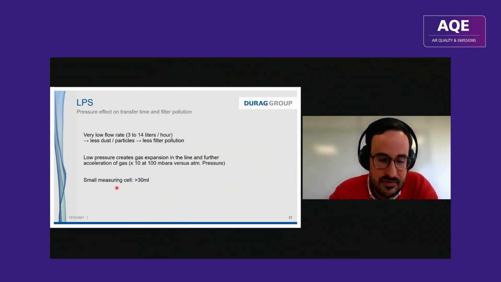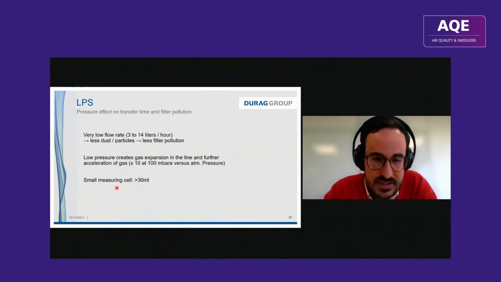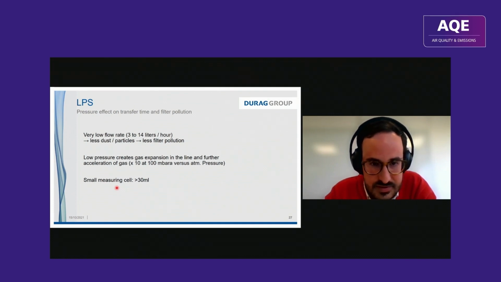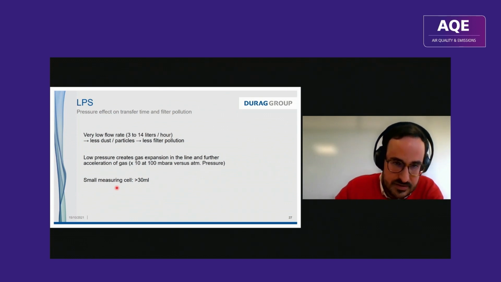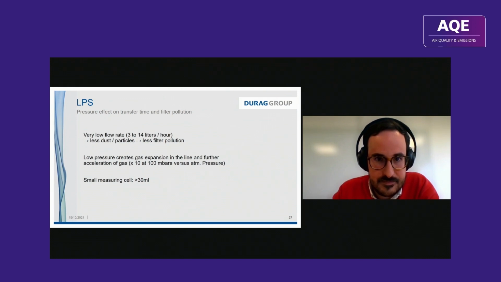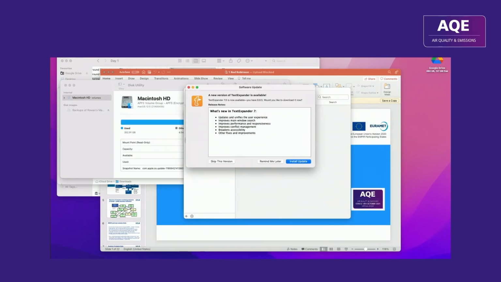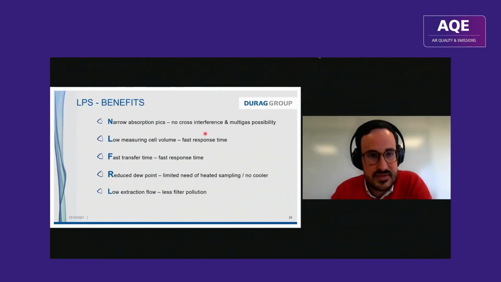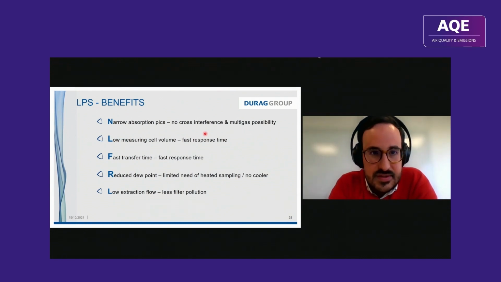And finally, we have a very small cell, 30 milliliters. So the time to refresh it is much faster than a large cell of 1 to 2 liters, for example, for FTIRs. So you have a faster transfer response time of the analyzer. So that's also the end of the second patent. Just a quick sum up of the benefits.